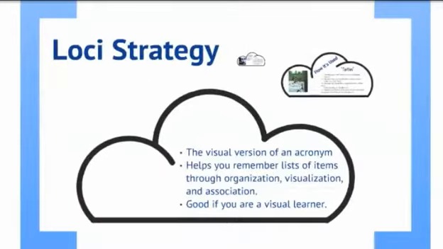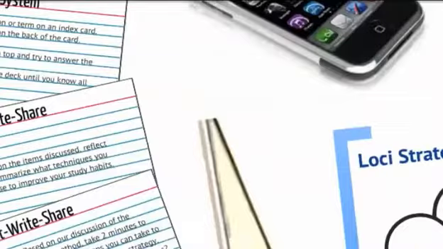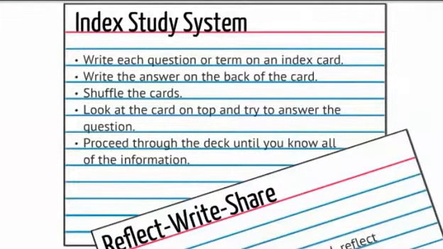The index system is a more conventional and more widely used study strategy. Write down each question, item, or concept on an index card. Then write the answers or definitions on the back of each card. After shuffling the cards, look at the top card and try to answer the question. Proceed through the deck until you can answer all of the cards.